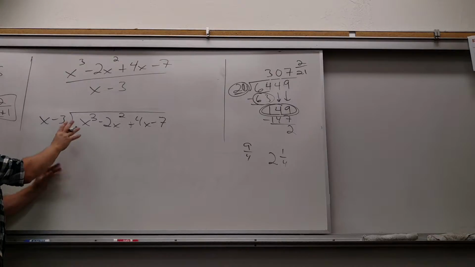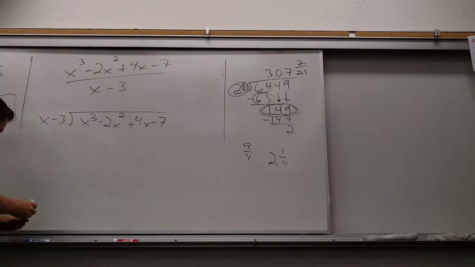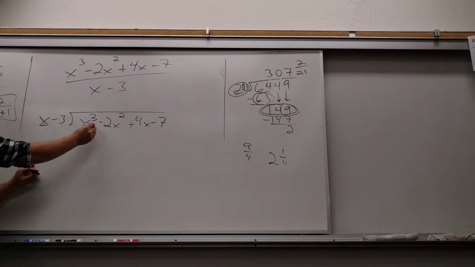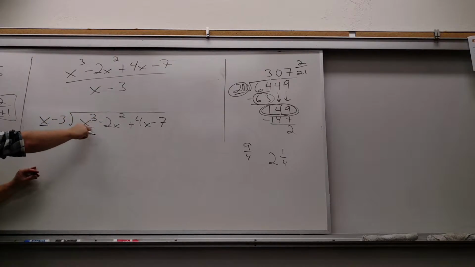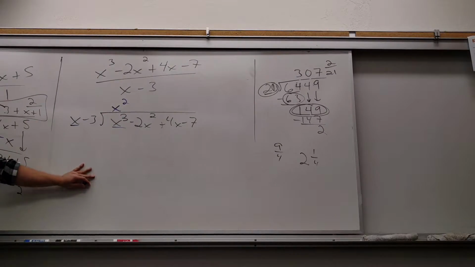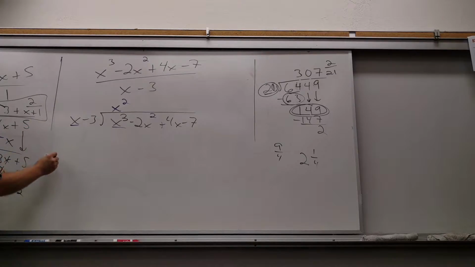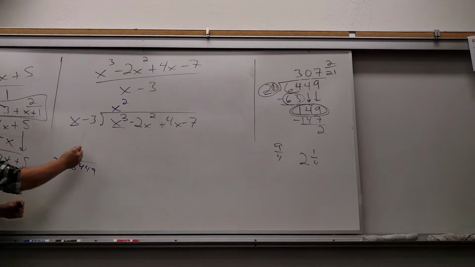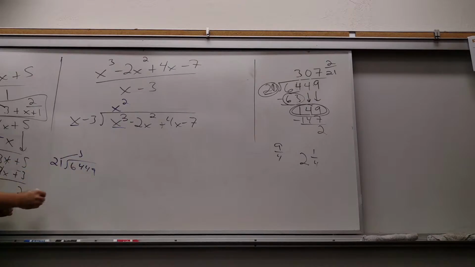So what's the first step here? We'll do it together, but you help me out. What do I look at? Yeah, x goes in it. x times what is x cubed? x squared. So again, when I did this, I thought 2 times what is 6, and that's why I put a 3 down. And then we did 3 times 21 and put it there.